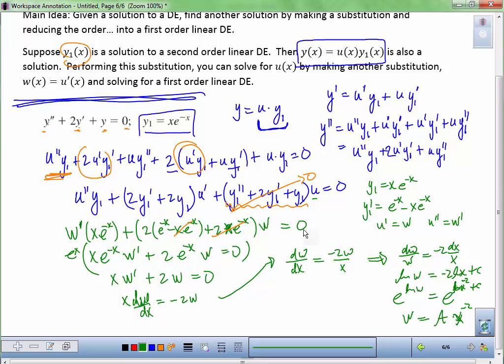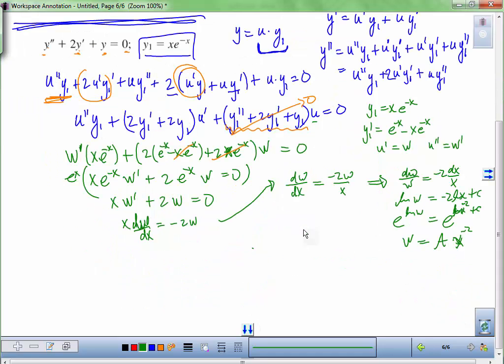So are we done? No, we're not done. Actually, the constants here, you know how the integrating factor, you found the constant? You can kind of throw away the constant here also. So anyways, we're not done yet, because this is just w, and remember that we're looking for y, and so in looking for y, we have to find u.